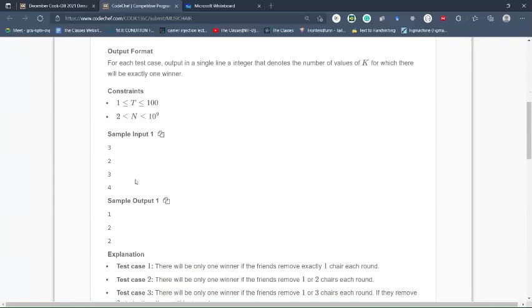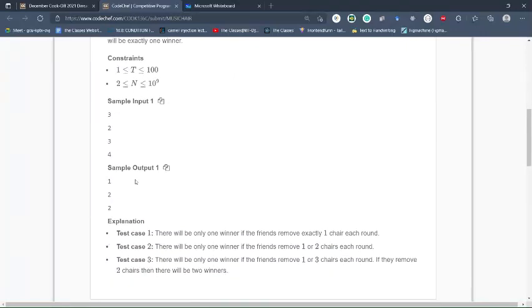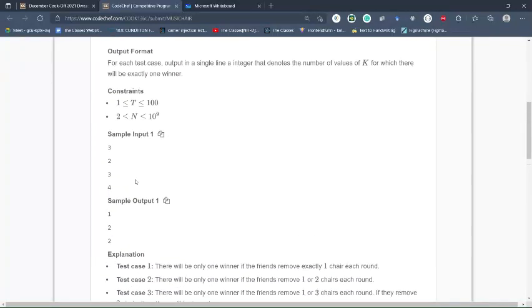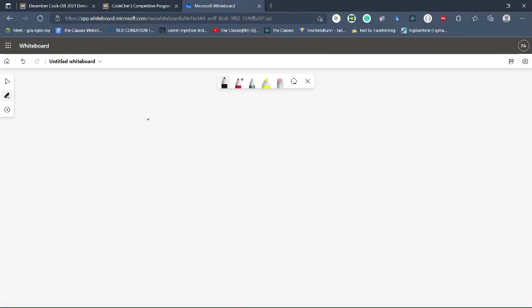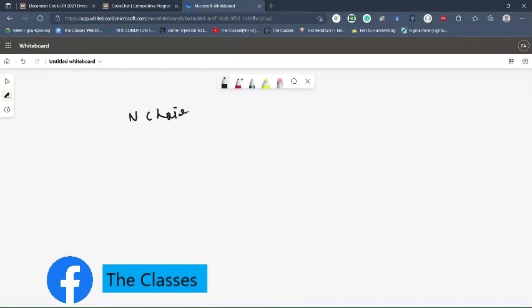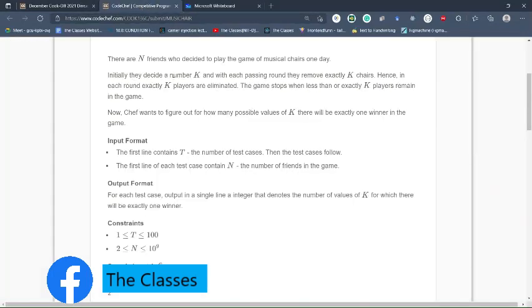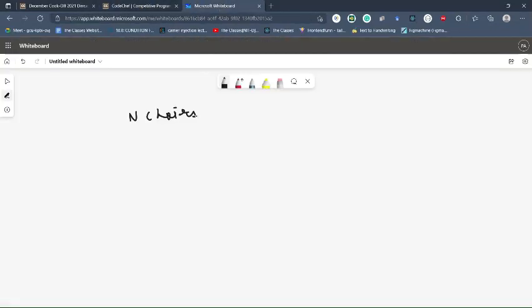Okay, so we can see the test cases. Here is the input for the test cases. Now let's understand this on the whiteboard. We can read out this problem statement, and we know that there are n chairs and also n friends. Now they say that if they remove k chairs, that means they remove k friends.